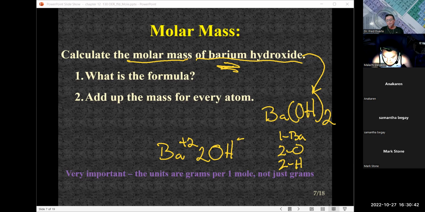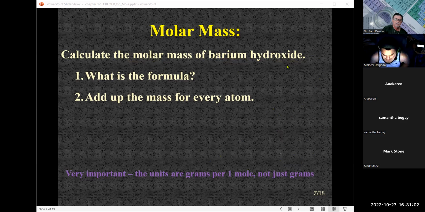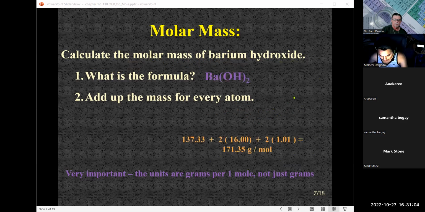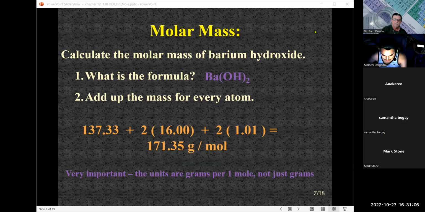Now we go to the periodic table and we look up the atomic weights for barium, atomic weights for oxygen times 2, because there's 2 oxygens, and then the atomic weight for hydrogen times 2, because there's 2 hydrogens. And we tally all that up, and we end up with the following, okay? That is 137.33. That is the atomic weight for the barium.